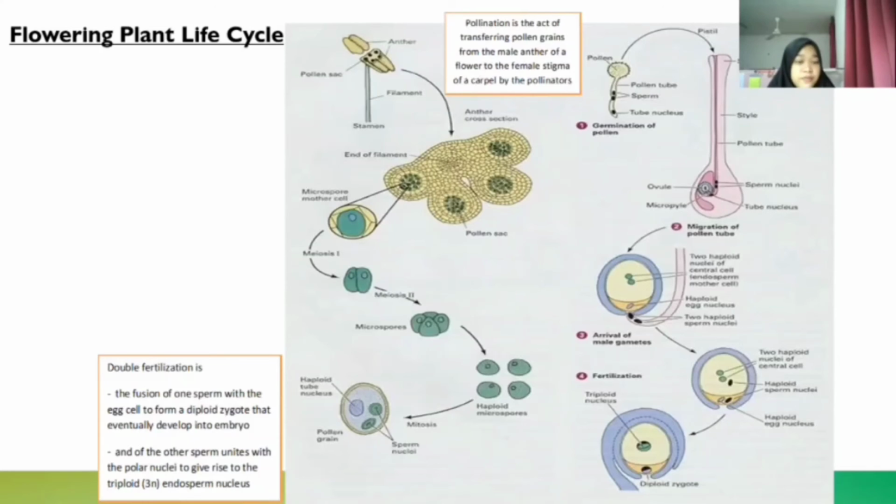The other process in the double fertilization is that the other sperm unites with the polar nuclei to give rise to the triploid endosperm nucleus. As the result of the double fertilization, we can now say that the ovule contains the embryonic sporophyte and the endosperm. The endosperm will act as the food supply for the seed, and it will be digested as the seed matures. The ovule will then develop into the seed.